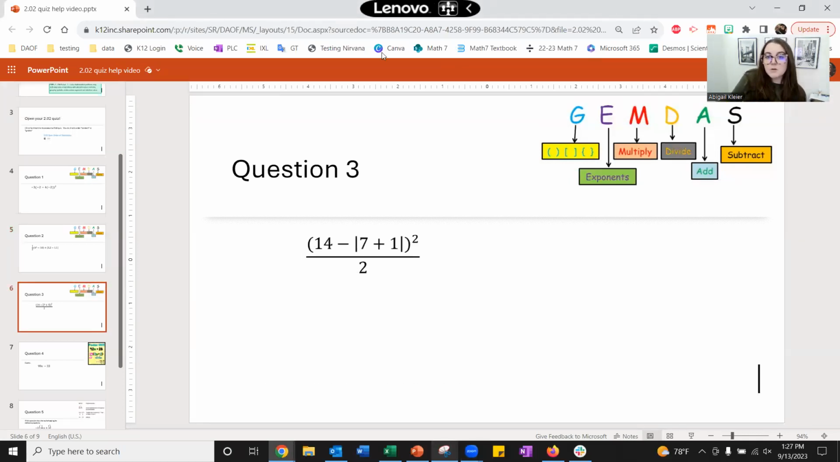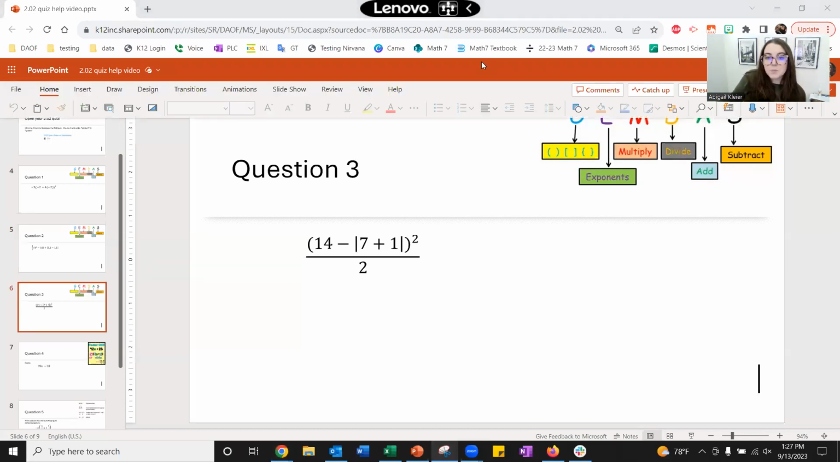Question 3, again, we have order of operations practice. We have two grouping symbols. We have parentheses and absolute value. I'm going to follow the most innermost brackets here, which are absolute value. 7 plus 1 in that absolute value. So we can rewrite this as 14 minus 7 plus 1 is 8, parentheses 2 over 2.